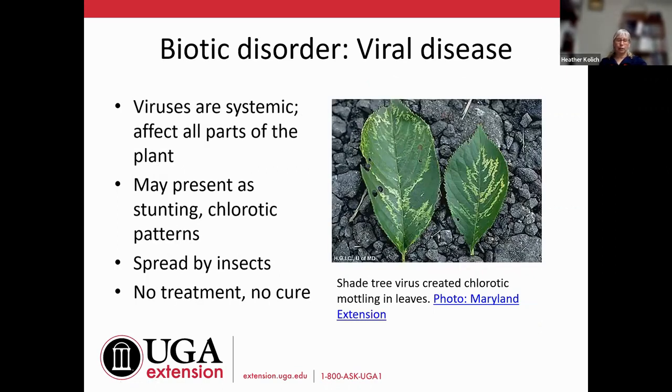And then there are viral diseases, and these can be spread by insect feeding, and they can be spread through the roots. These affect all parts of the plant. They are systemic, and you might see patterns of chlorosis or leaf yellowing. A lot of variegated plants actually started from viral issues. Purchasing certified clean plants is step one for preventing introducing viral diseases into your landscape.